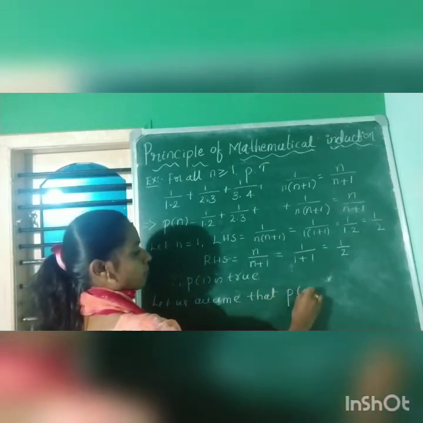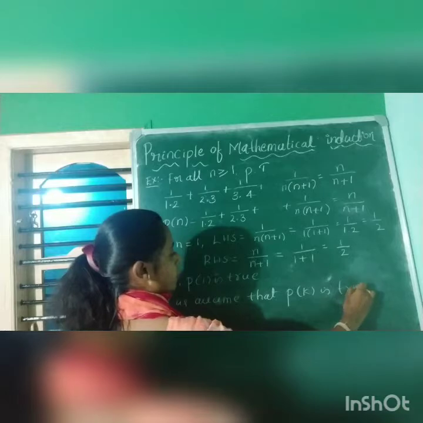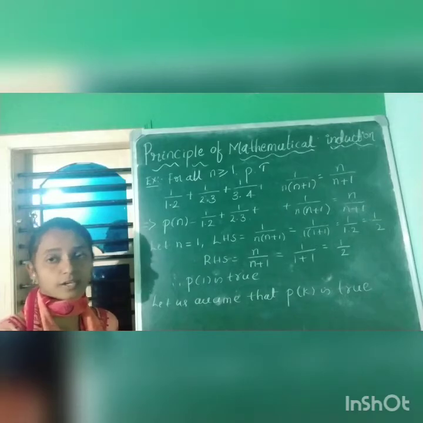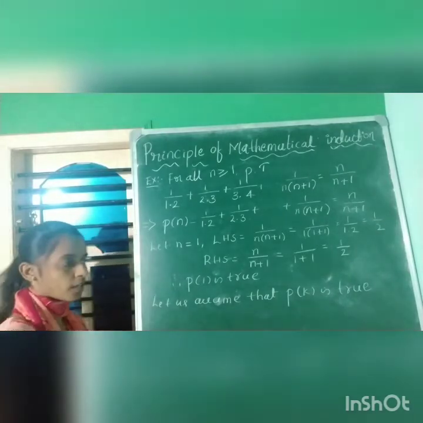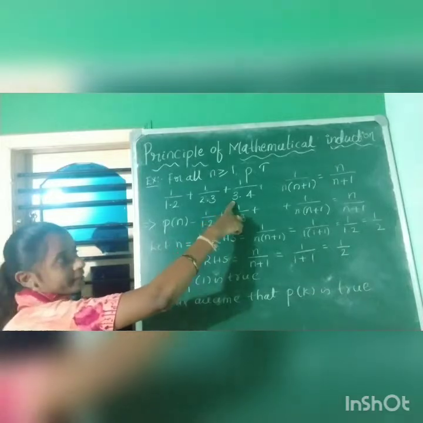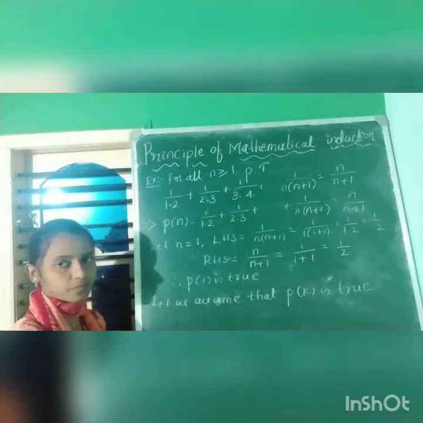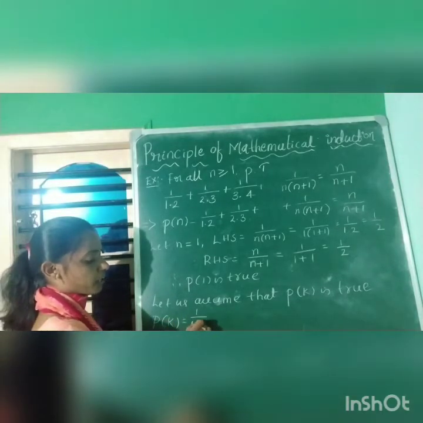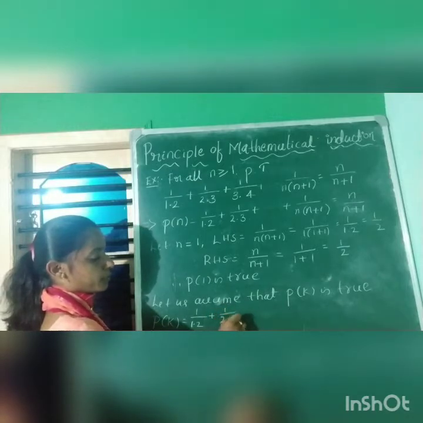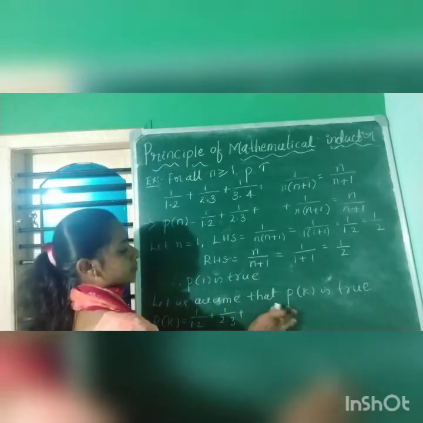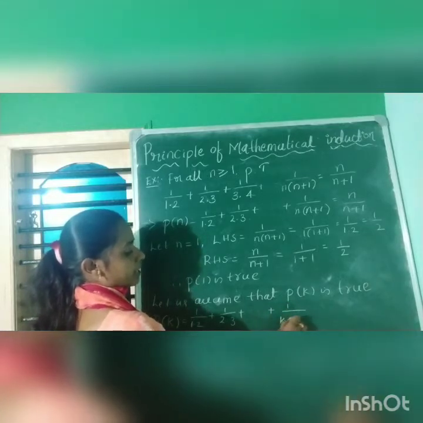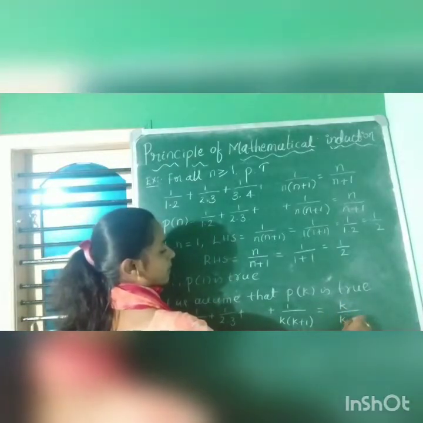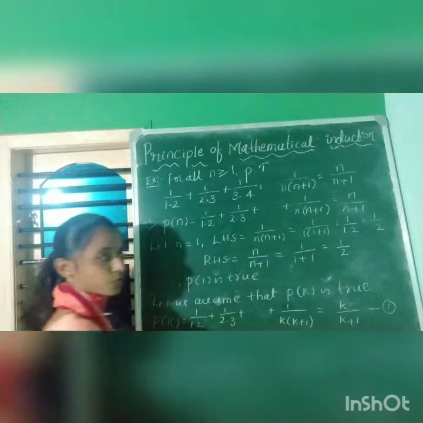that P of k is true. You need to consider the given statement is true for n is equal to k, where k is some positive integer. If the statement is true for k, that means you just replace n by k. Okay? So I just write P of k: 1 divided by 1 into 2 plus 1 divided by 2 into 3 plus and so on, up to 1 divided by k into k plus 1. This implies k divided by k plus 1. I'll just call this equation 1.